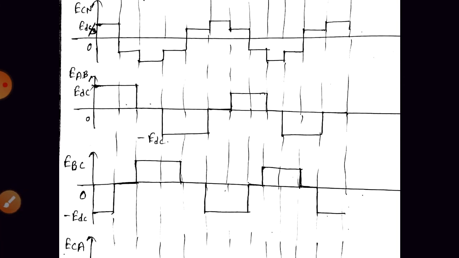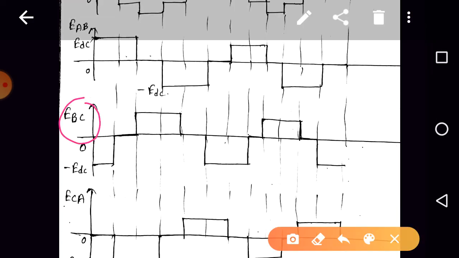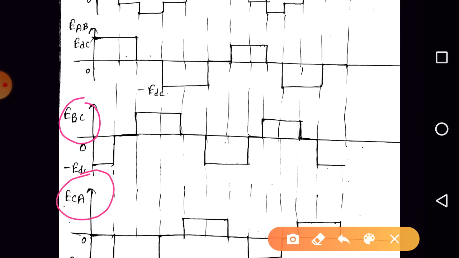How to find VBC or EBC? VBC or EBC is equal to VBN minus VCN, and similarly VCA is nothing but VCN minus VAN. Are you getting the point? So we need to take the interval by interval subtraction between the phase voltages, right?